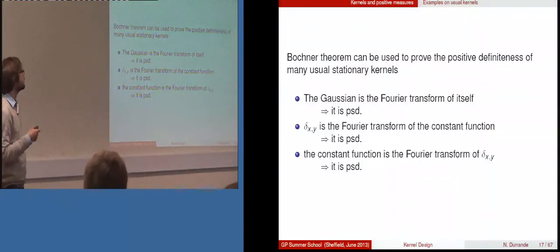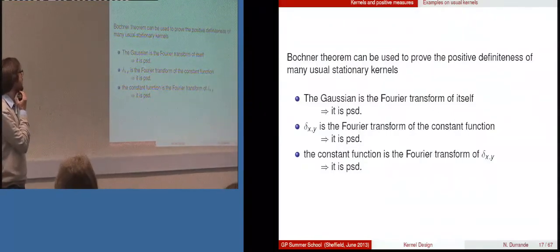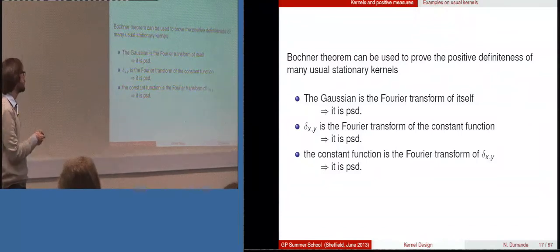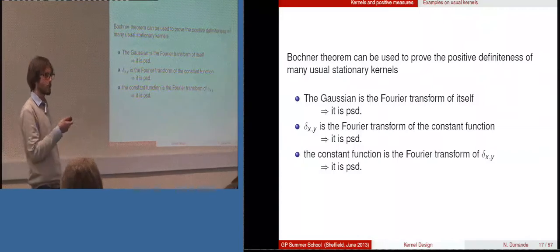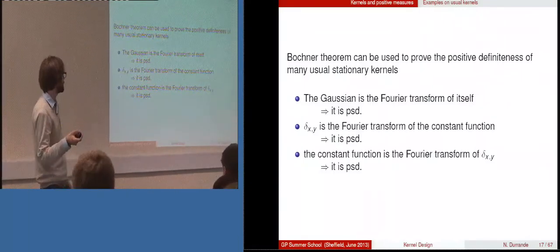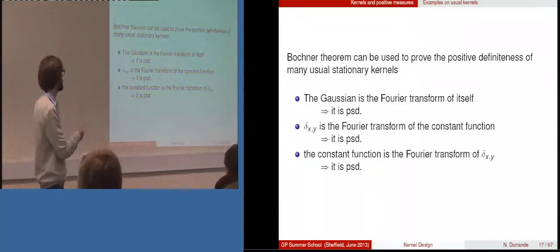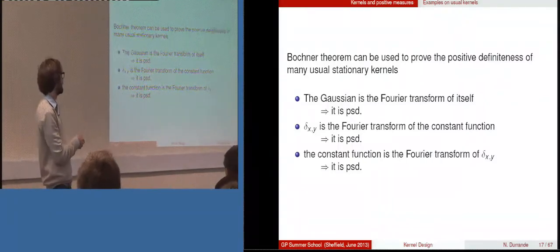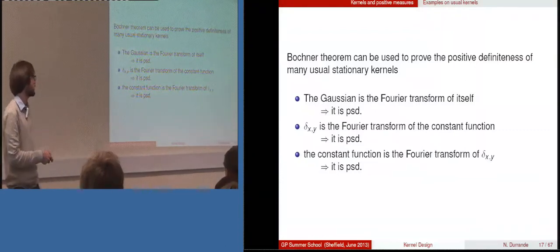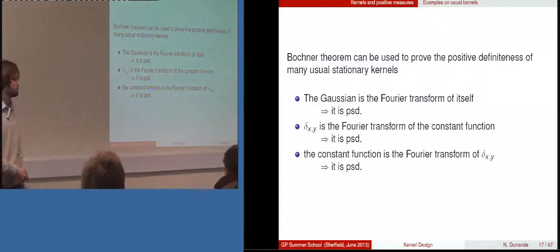Bochner's theorem can be used to prove the positive definiteness of many usual stationary kernels. For example, the Gaussian is the Fourier transform of itself, so it is positive definite. The white noise kernel is the Fourier transform of the constant function. The constant function is a positive measure, so this is positive definite. And the other way around, if you take the inverse Fourier transform of the constant function, you end up with the white noise kernel, which is PSD.